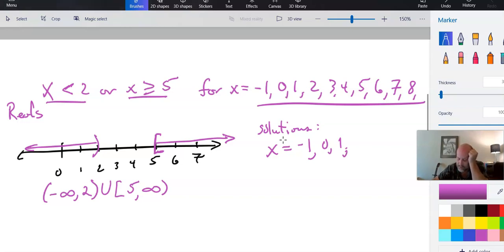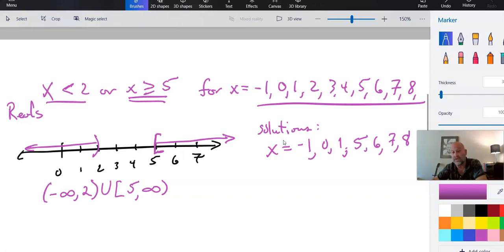So 2 doesn't work, 3 doesn't work, 4 doesn't work. 5 satisfies this one now, though, because 5 is greater than or equal to 5. So we'll put 5 down now. 6 is greater than or equal to 5. 7 is greater than or equal to 5. And 8 is greater than or equal to 5.